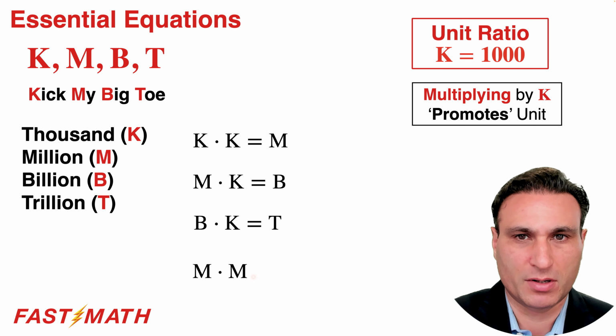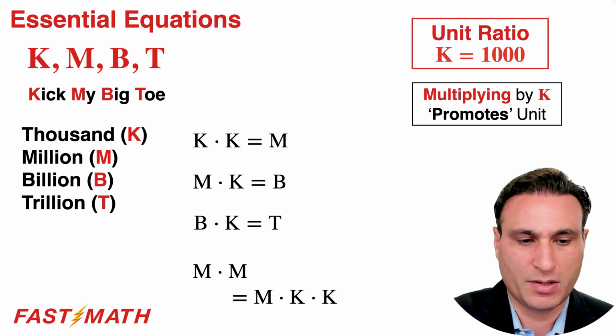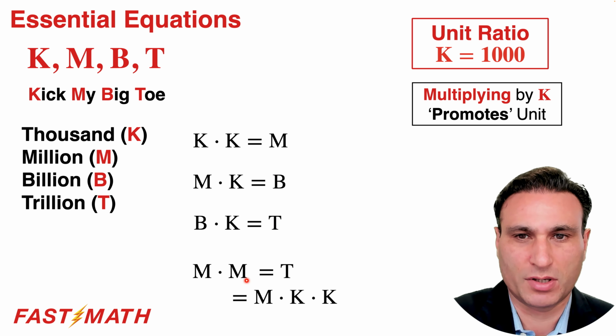What's million times million? A million is 1,000 times 1,000. So we multiply a million by 1,000 twice. Million times 1,000 equals billion, and billion times 1,000 equals trillion. So million times million equals trillion. These are the essential unit multiplication facts.